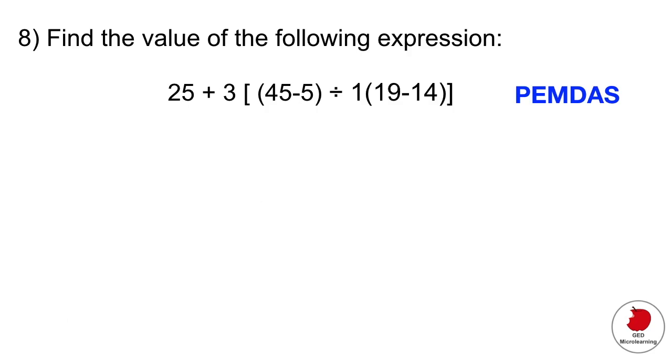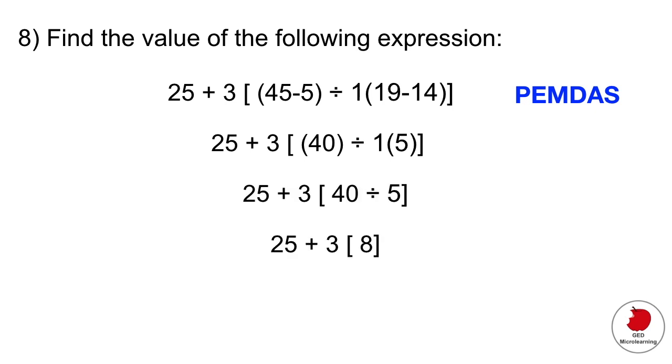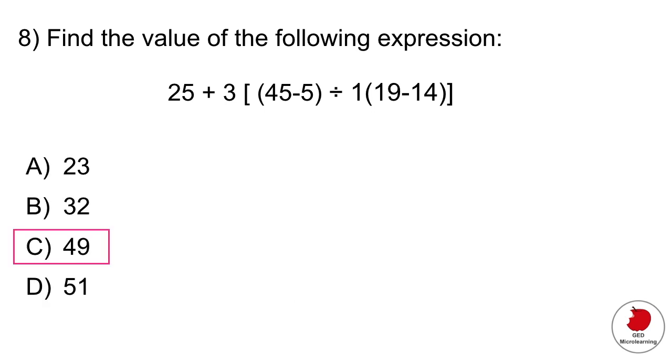If we go back to our problem and we use PEMDAS, we're going to start with whatever's in the parentheses. Let's do those operations first, and we end up with that. Now we do division within that bracket. So we end up with 8 inside the bracket, and now we can do the stuff outside of the brackets. So we would end up with 25 plus 24, which gives you 49. Answer C.